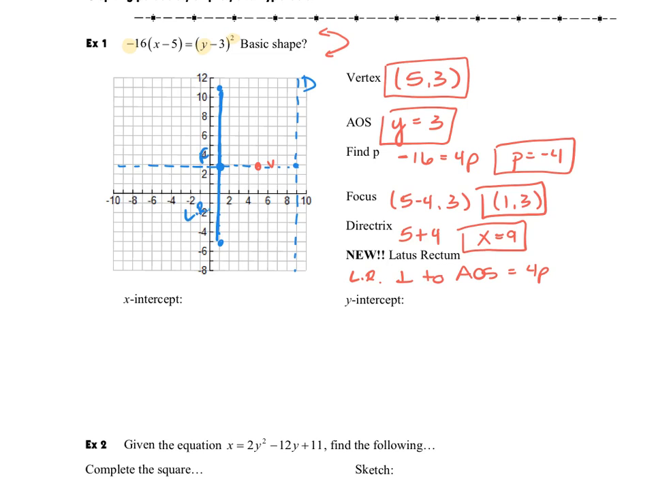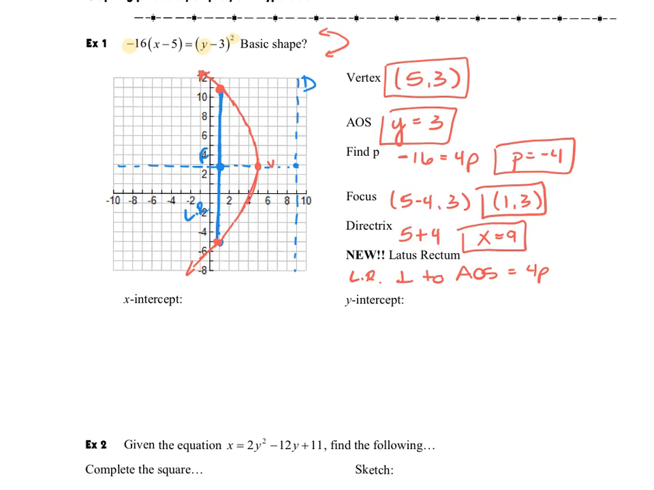The reason that's useful is the endpoints of the LR are going to be actually on our parabola. Because the LR is so long, we can sketch this parabola in right now. We've got enough information to make a pretty decent graph there.